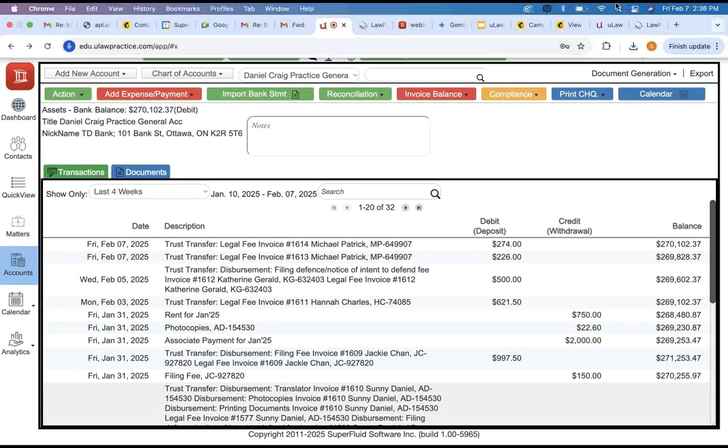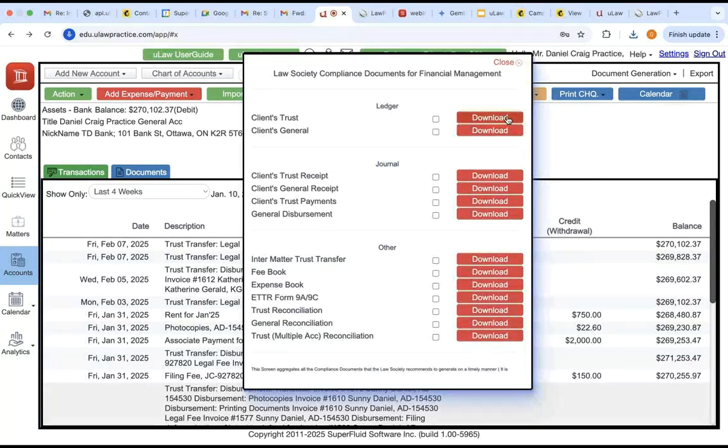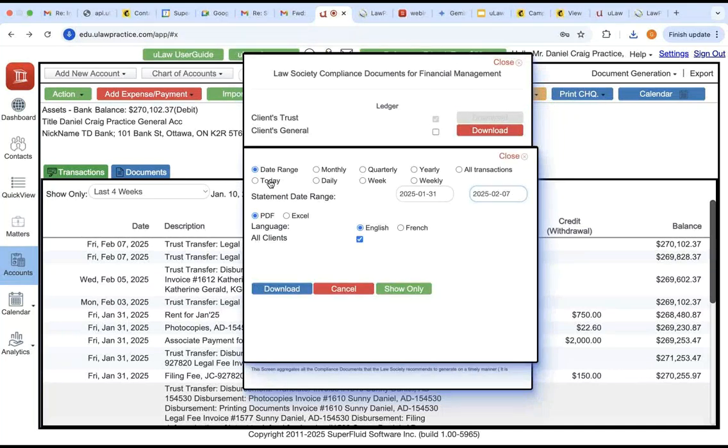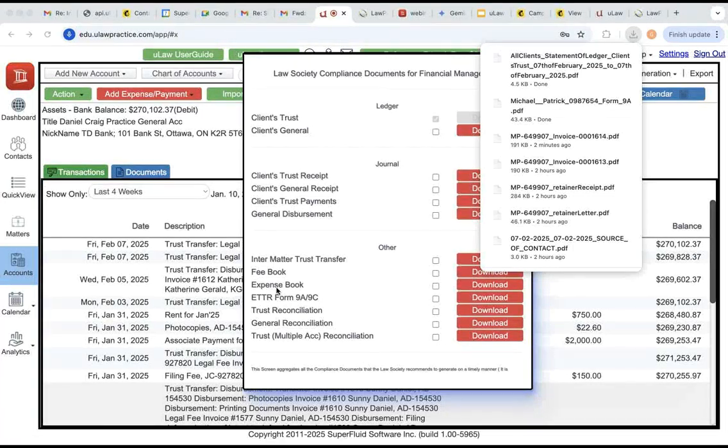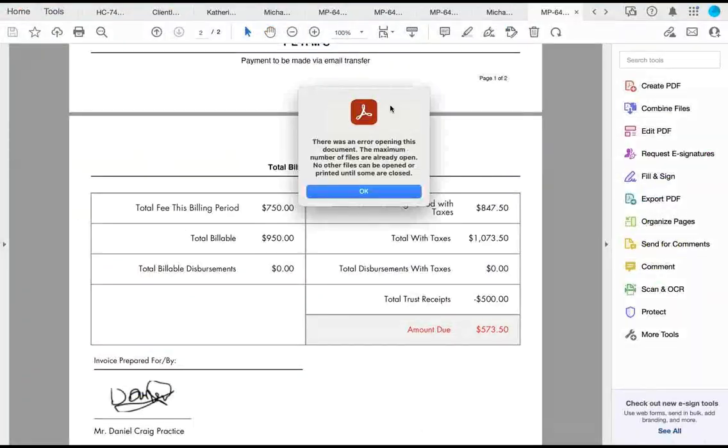So let's say, for example, you go into compliance documents, go into monthly compliance. Let's see what is in for client's trust. Very clearly shows you all the money that has come into the trust account and gone out of the trust account.